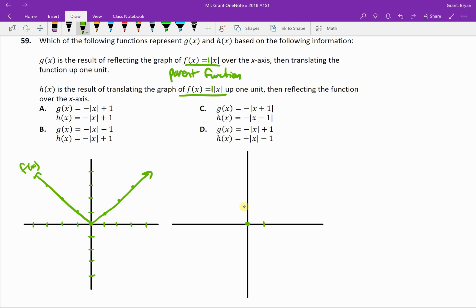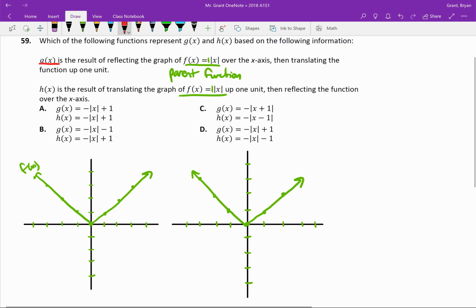Now I'm going to do the same thing over here. Hopefully you're following along and doing the same thing. It's good practice to get that parent function down there. The parent function is the one with the easiest slope, right? Up 1 over 1. And it also hasn't been translated from the vertex. It's just stuck right at the vertex. Okay? So then let's say, all right, what happens for g of x?